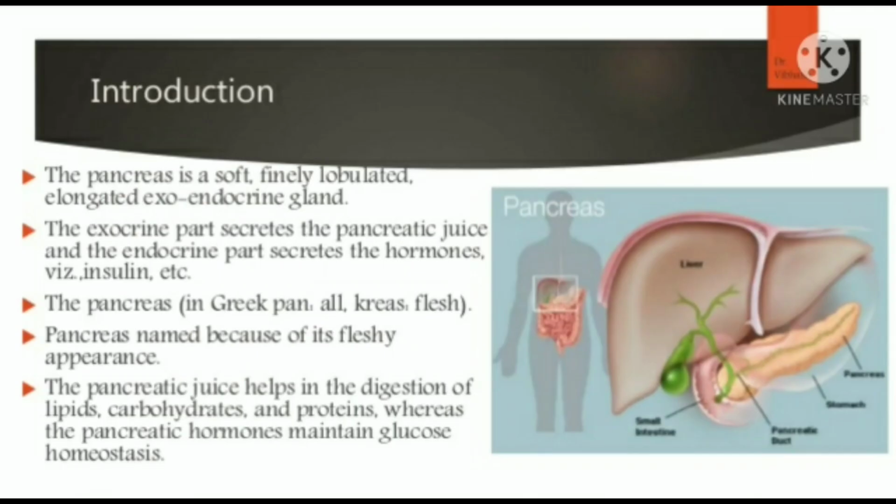The next gland is the pancreas. The pancreas is a soft, finely lobulated, elongated exo-endocrine gland. The exocrine part secretes the pancreatic juice, while the endocrine part secretes the hormone called insulin. The name pancreas is formed from the Greek words pan and kreas. Pan means all, kreas means flesh. So the pancreas is named because of its fleshy appearance. The pancreatic juice helps in the digestion of lipids, carbohydrates and proteins.